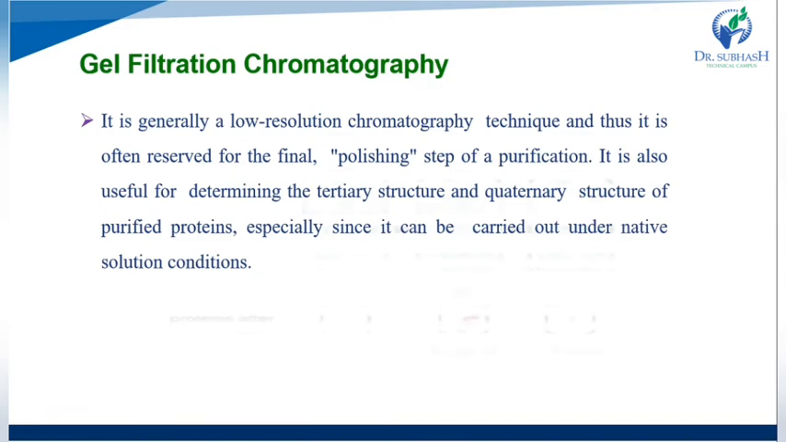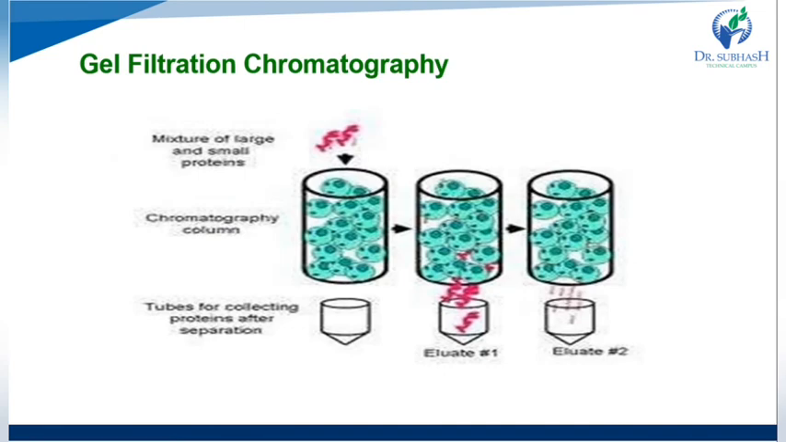Okay. This is the process of gel chromatography. First, a mixture of large and small proteins goes onto the chromatographic column, and after that they elute these different size and shape molecules.